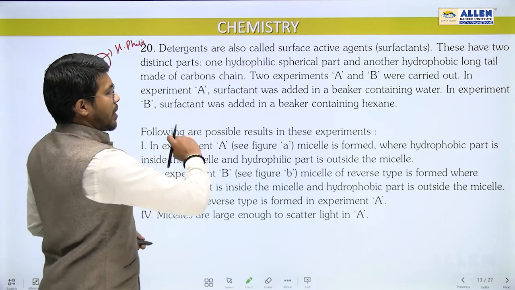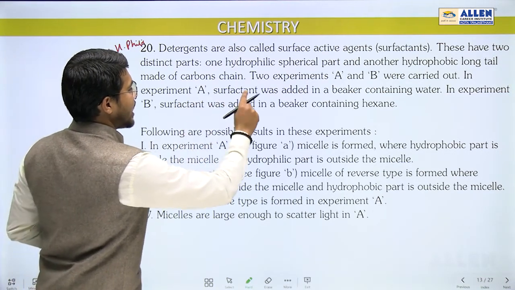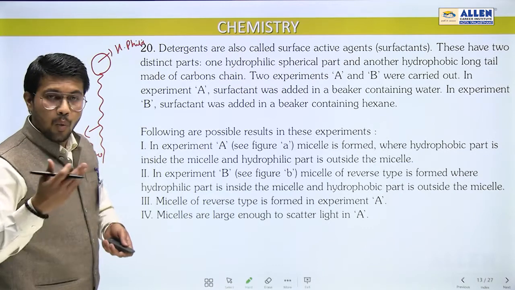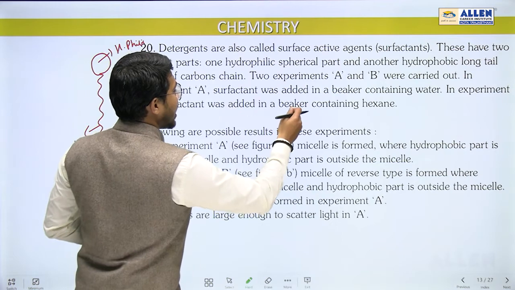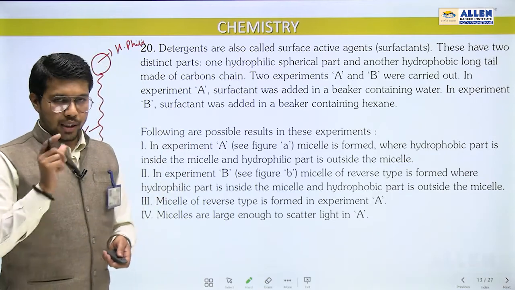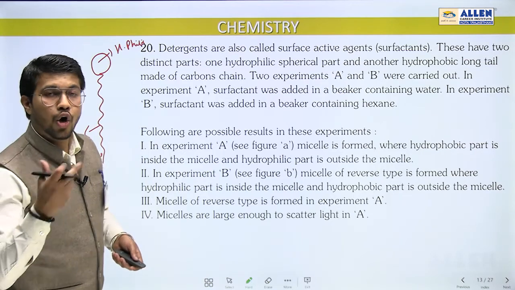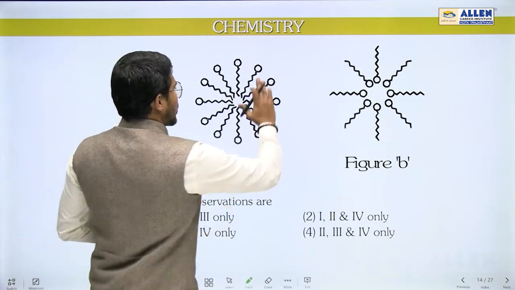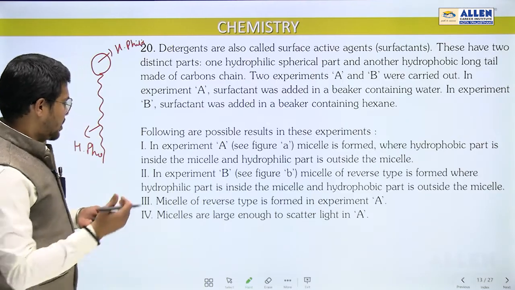Now, two experiments A and B were carried out. In experiment A, surfactant was added in a beaker containing water. In experiment B, surfactant was added in a beaker containing hexane. Water is a polar solvent, and hexane is non-polar. These two types of micelles are getting formed, as we can see here.